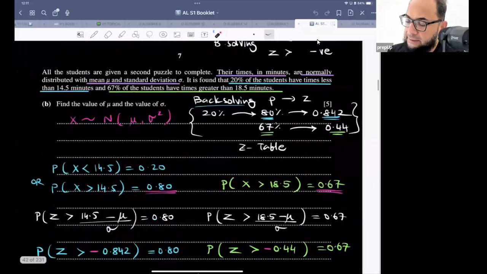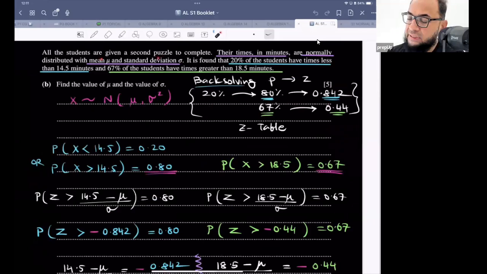Now it says all the students are given a second puzzle to complete. The times in minutes are normally distributed with mean mu and standard deviation sigma. It is found that 20% of the students have times less than 14.5, 67% have times greater than 18.5. Find the value of mu and sigma. So this time, this thing is gone. It's not given, that is mu and sigma.